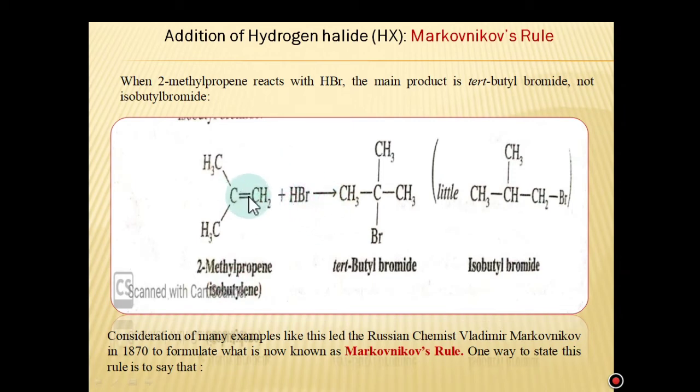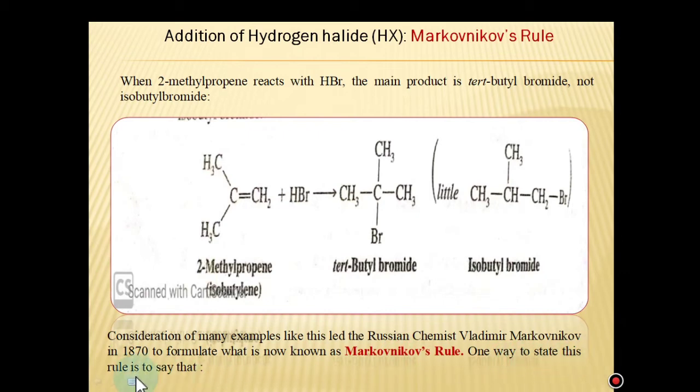HBr adds at that double bond, and there is a possibility of formation of two products: tertiary butyl bromide, when Br attacks that carbon and H attacks that carbon, and isobutyl bromide, when Br attacks the other carbon and H attacks this carbon. In practice, the major compound is tertiary butyl bromide and very little isobutyl bromide is formed. Consideration of many examples like this led the Russian chemist Vladimir Markovnikov in 1870 to formulate what is now known as Markovnikov's rule.